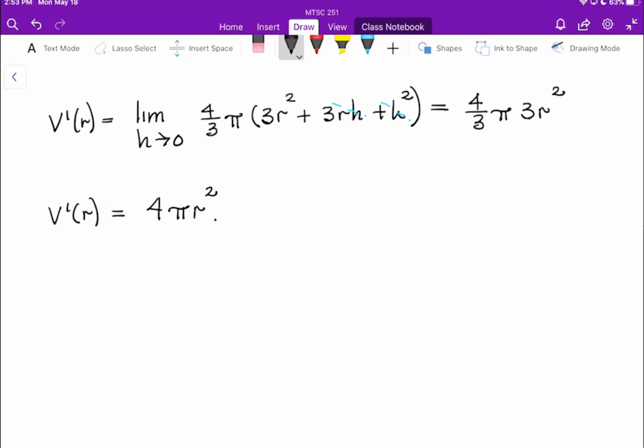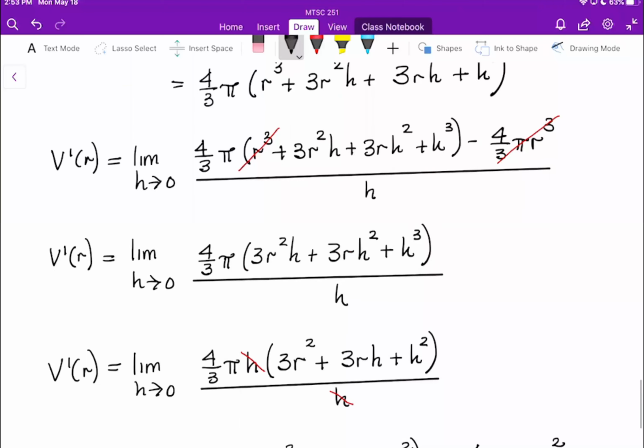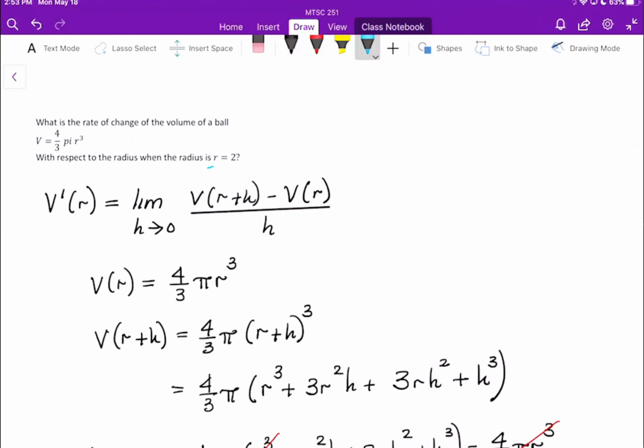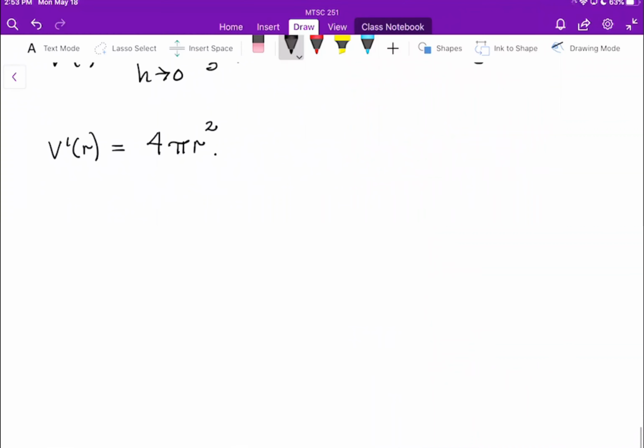Our original question is, what was the rate of change when r is equal to 2? So therefore, v prime at 2 is 4 pi. 2 squared is going to give me another 4. So my answer is 16 pi.